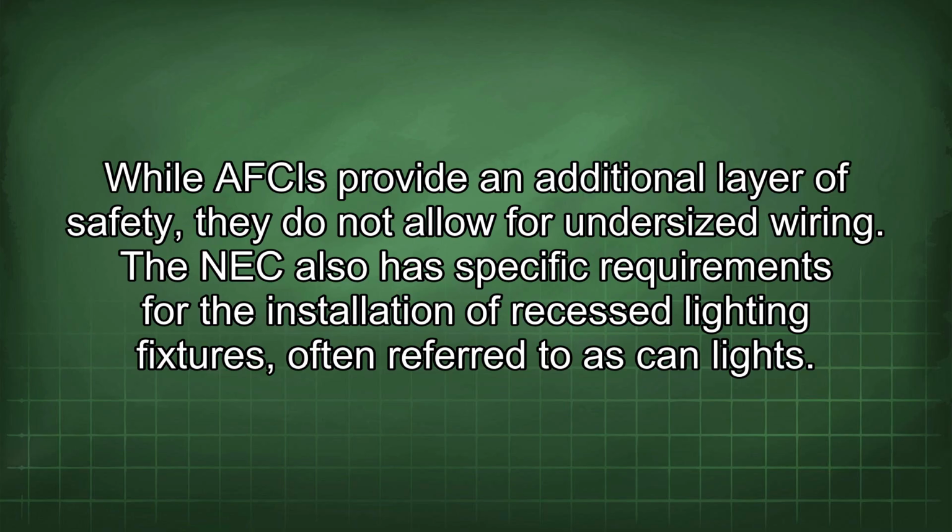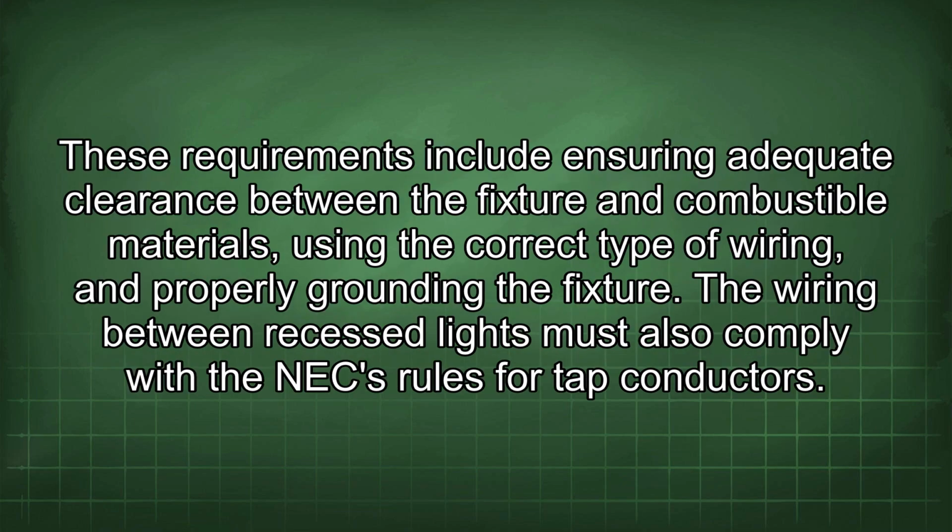The NEC also has specific requirements for the installation of recessed lighting fixtures, often referred to as can lights. These requirements include ensuring adequate clearance between the fixture and combustible materials, using the correct type of wiring, and properly grounding the fixture. The wiring between recessed lights must also comply with the NEC rules for tap conductors.